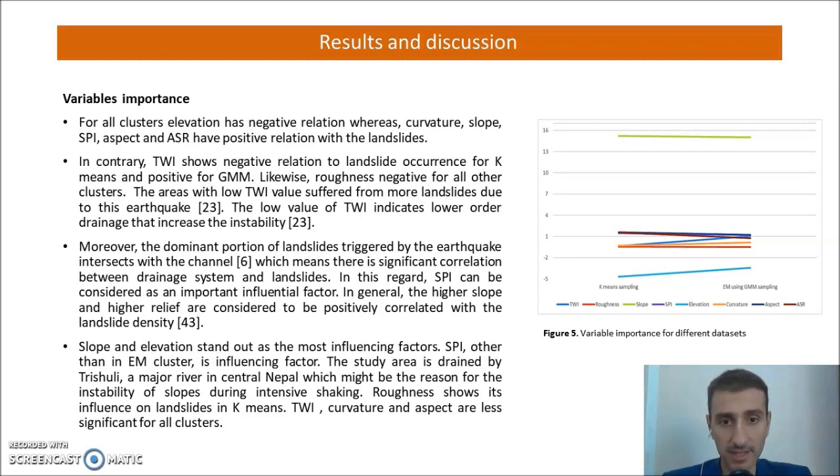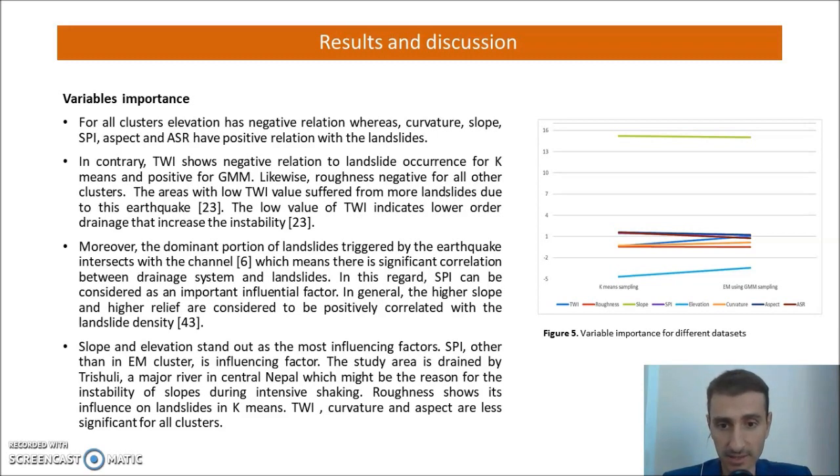And why is that? Because the SPI and TWI, stream power index and the topographic wetness index, both of them are related to the drain. And also we can see that the banks around the valley of the river, most of the landslides accumulated around the valley, the river itself. So the area with the low TWI value suffered from more landslides due to the earthquake, and the low value of TWI indicates lower order drainage that increases the instability.